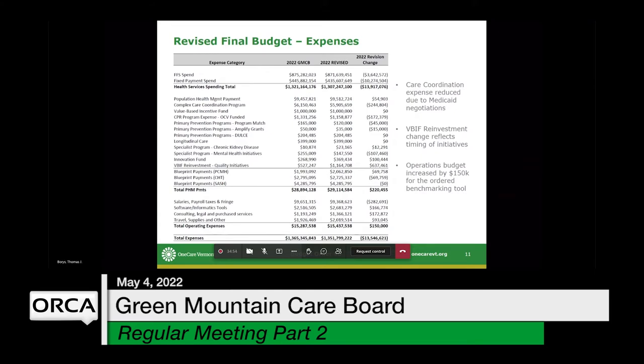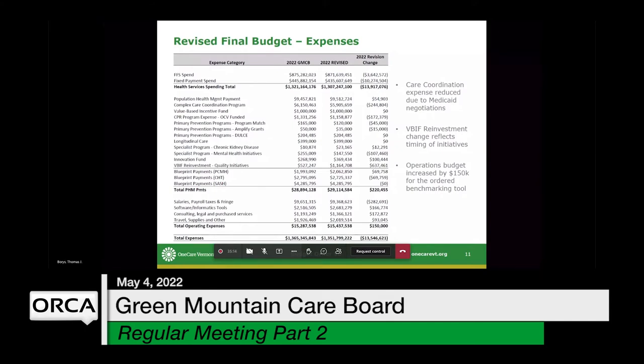As we get down a little bit further into VBIF reinvestment and other material change, that's a timing issue that I spoke of before. When we expect those VBIF and reinvestment expenditures to occur, we're anticipating more now in 2022 than we initially anticipated last fall.